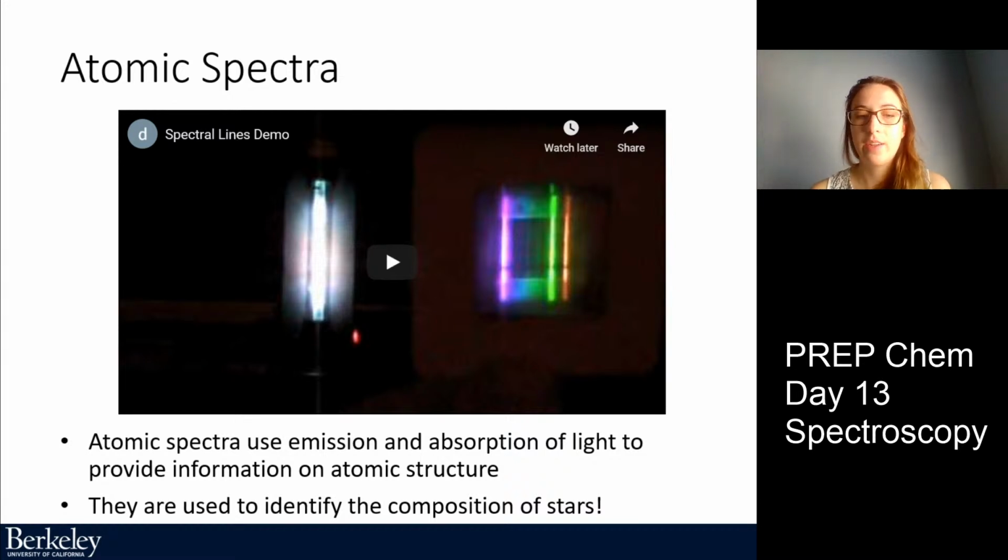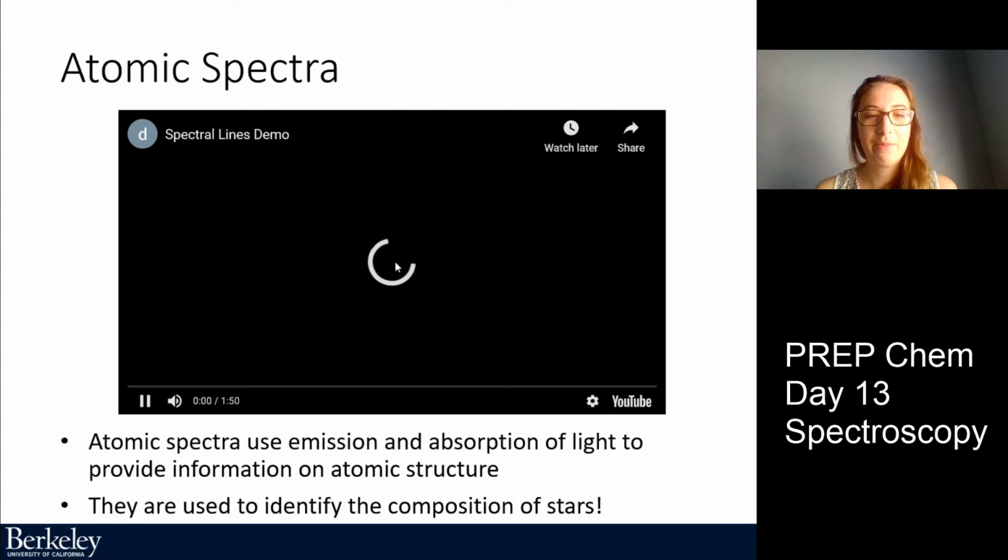Okay, great. So all of these spectra are actually really important. The atomic spectra is a type of measurement you can do to learn about elements. So atomic spectra use emission and absorption of light to provide information on atomic structure. And this is actually how people identify the composition of stars in outer space. So I quickly wanted to show a video of what these look like in real life because they're kind of cool.